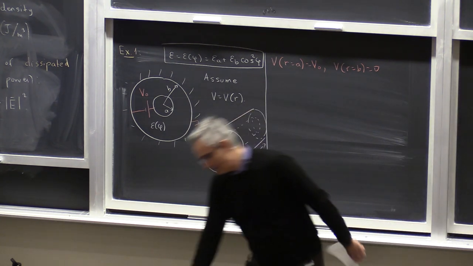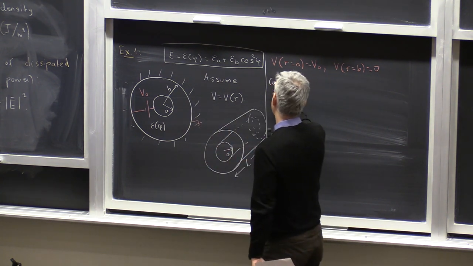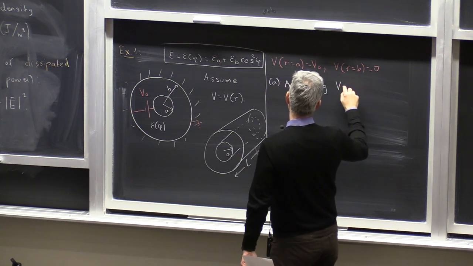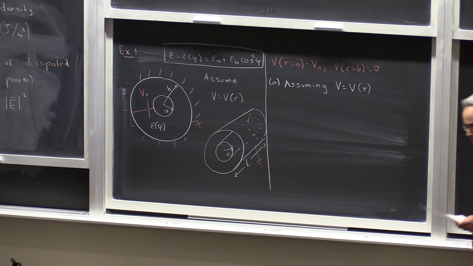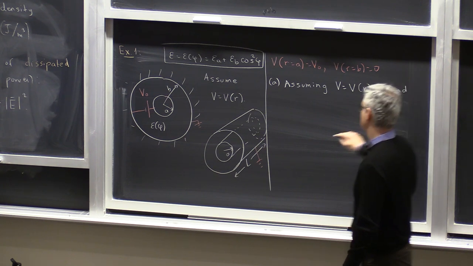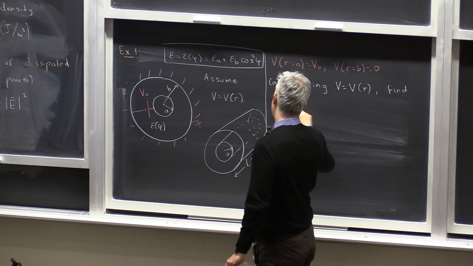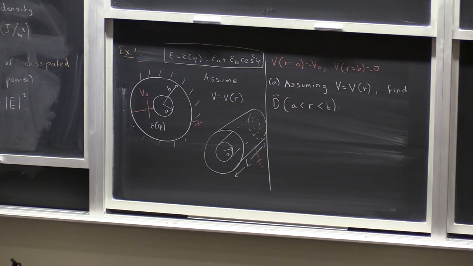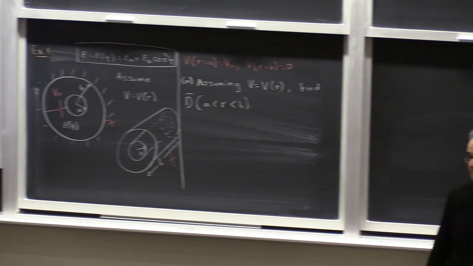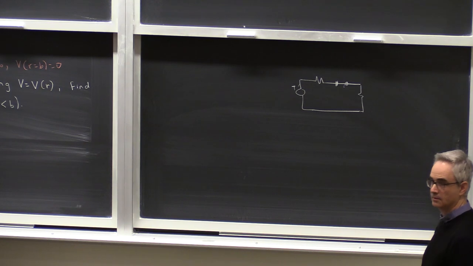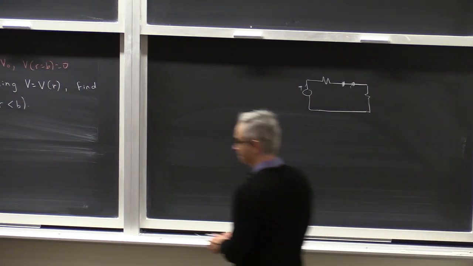So the first question here is that, assuming that V is only a function of the radial coordinate, find the electric flux density in the area between the conductors. So here's a question. Can we apply Gauss's law here to find that electric flux density?